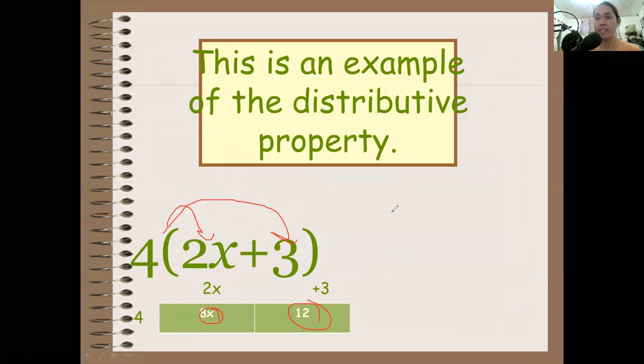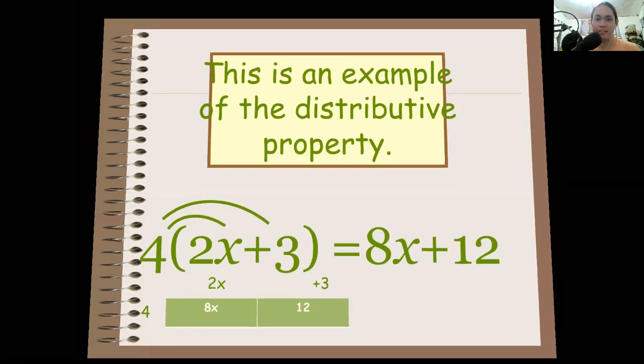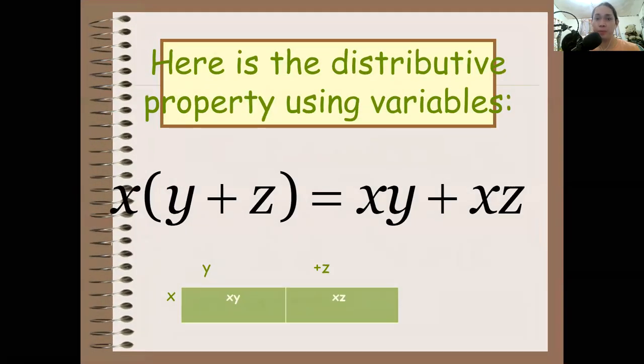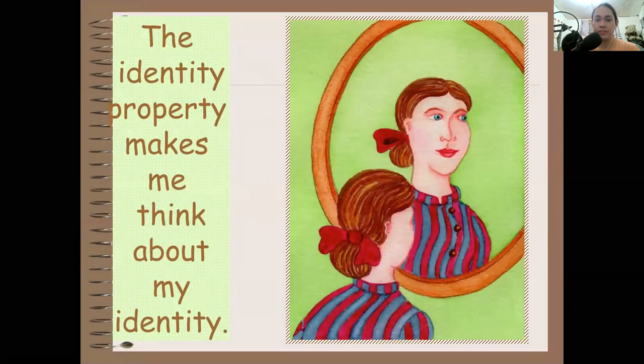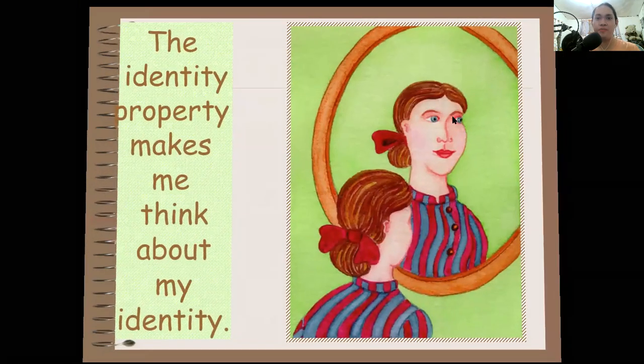So that's how we do the distributive property of multiplication. Okay, so 8x, and then we have 4 times 3, as I've said, plus 12. And of course, here is the distributive property using variables: x times the quantity y plus z is equal to xy plus xz. We distribute x to the expressions in the parentheses. We have x times y is xy, x times z is xz, correct? So I hope you'll be able to grasp it. That's the distributive property of multiplication.